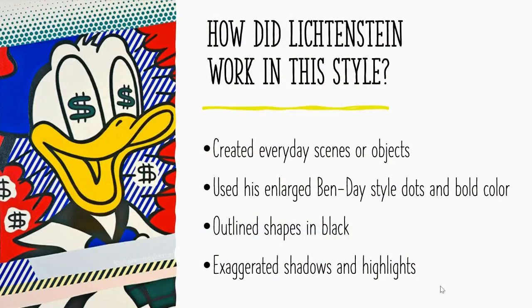How did Lichtenstein work in this style? Well, he created everyday scenes and objects. He used his enlarged Benday style dots and bold color. He outlined shapes in black to help reference that comic book kind of culture. And he exaggerated shadows and highlights in his work.